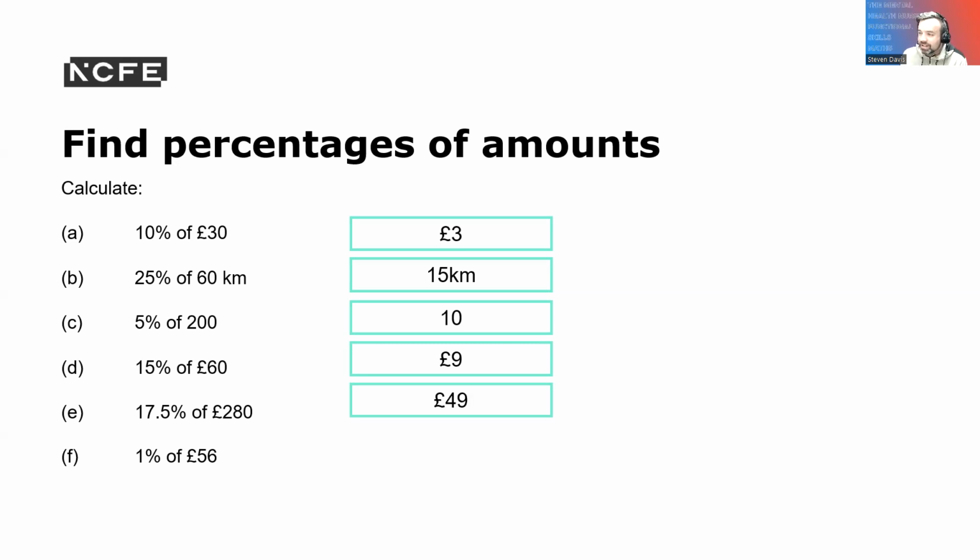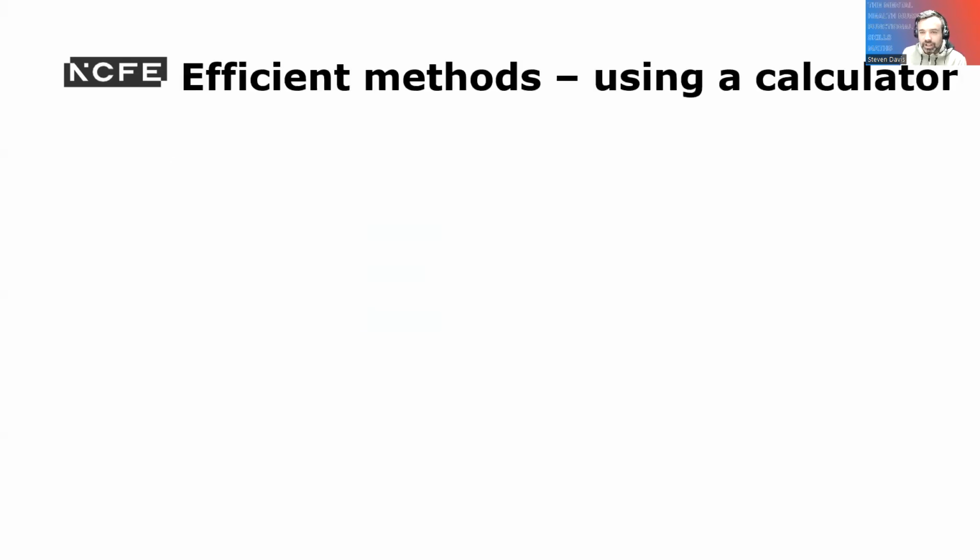And then 1% of 56 is 0.56p. 0.56, which is 56p. Good.